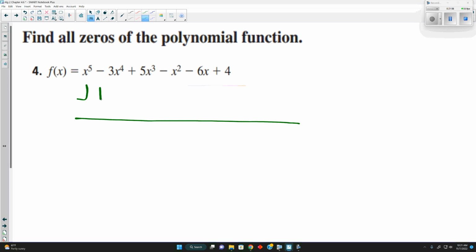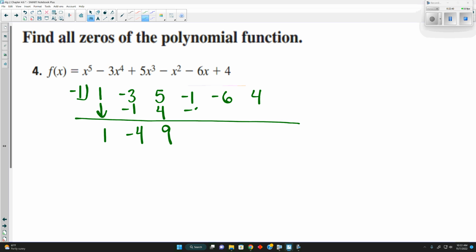So we can set this up: 1 for x to the 5th, -3 for x to the 4th, 5 for x cubed, -1 for x squared, -6 for x and 4. And I just picked one. It really doesn't matter if we use 1 or -1 first. We just need to pick one of them to do first. And we could go on and do this here. -1 times 1 is -1. -3 plus -1 is -4. -1 times -4 is +4. 5 plus 4 is 9.